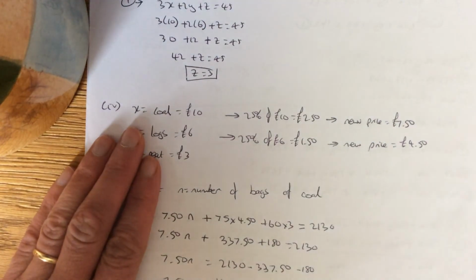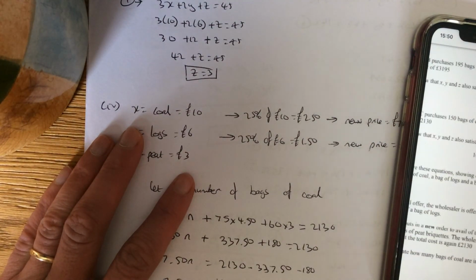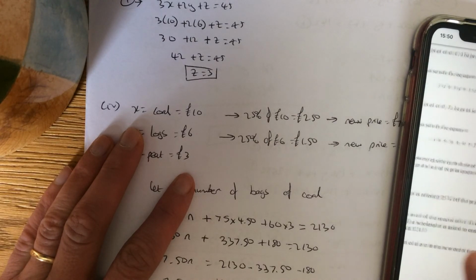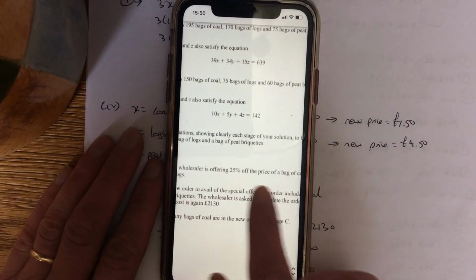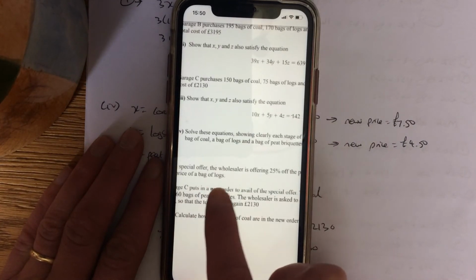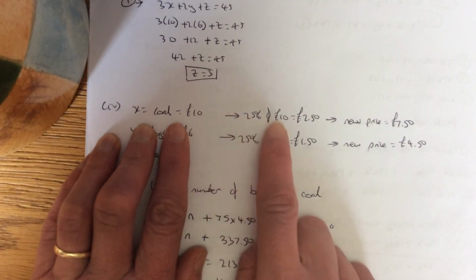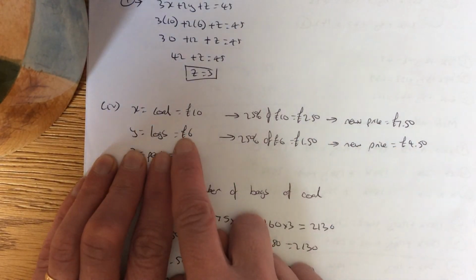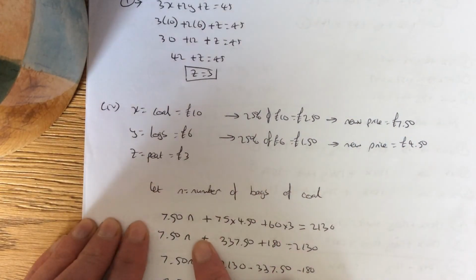Except for the last bit. So, let's see what's happening in the last bit. Right, we've got the 25%, just on the very, very bottom there is where I'm at. As a special offer, the wholesaler is offering 25% off a bag of coal and 25% off a bag of logs. So the coal was £10 a bag. So 25% of it, you can just divide by 4. That's the new price. Again, 25% of that divided by 4 gives you 1.50. That's the new price. And peat didn't change.